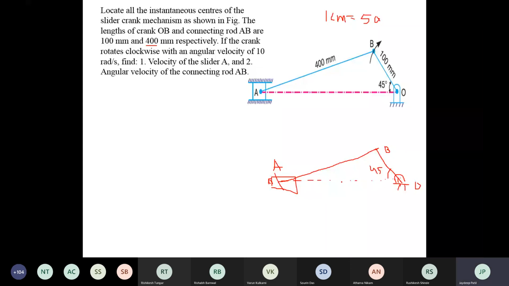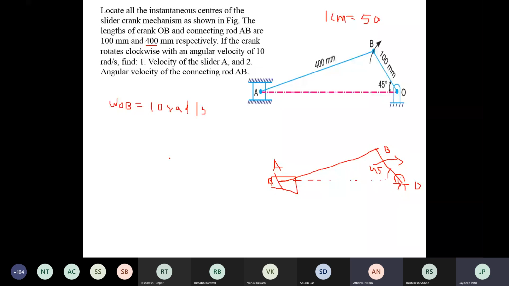Now you have to find the velocity. The input link is rotated in the clockwise direction. Omega OB is given directly. The input link is your OB, rotating with an angular velocity of 10 radian per second. Correct? Is it right? Yes, sir, 10 radian per second.